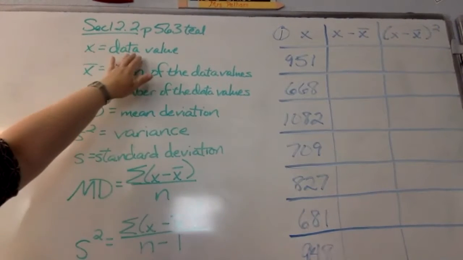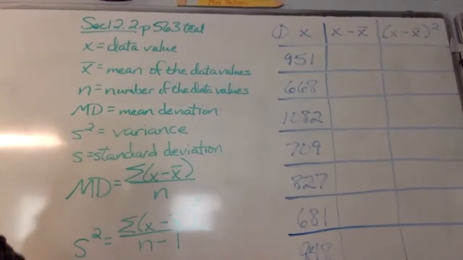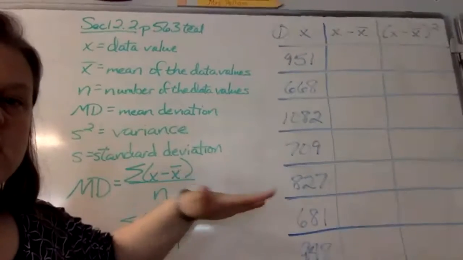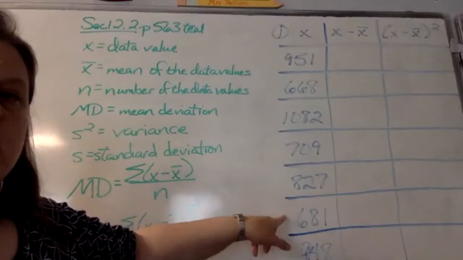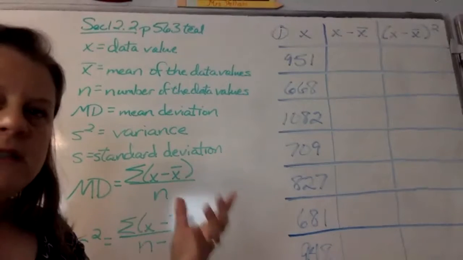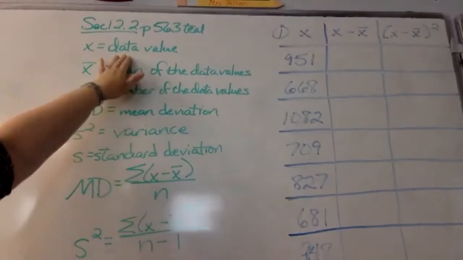Our X is a data value. So 709 over here is a data value. 827 is a data value. 691, it's just the items that are in your list of data, okay?